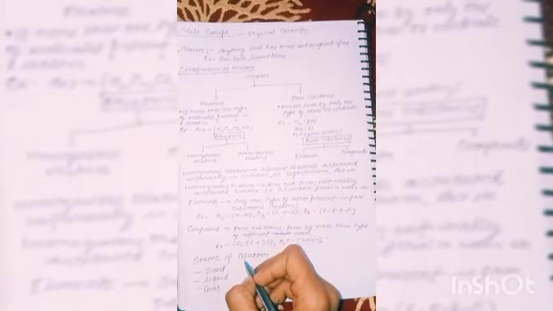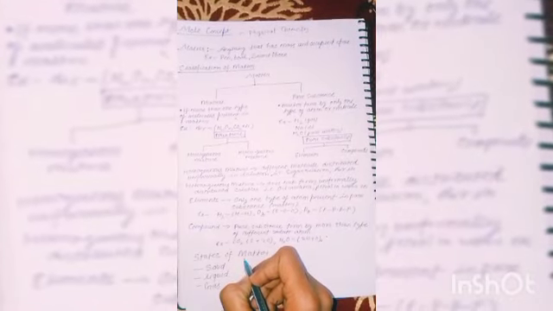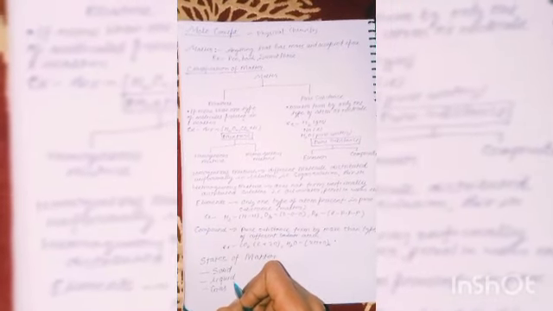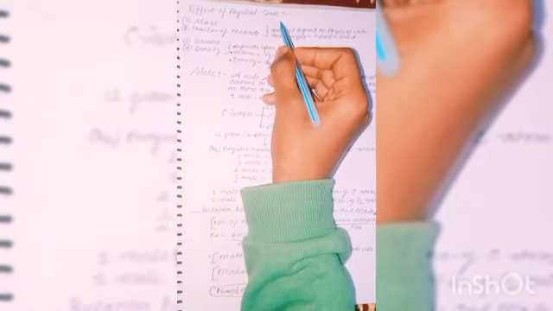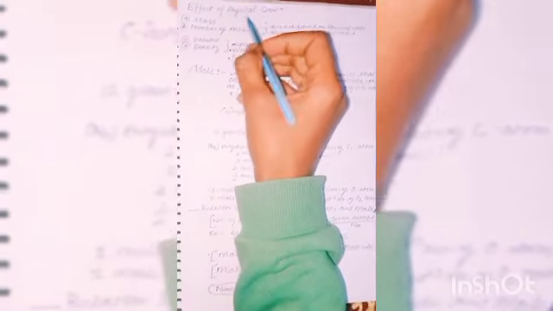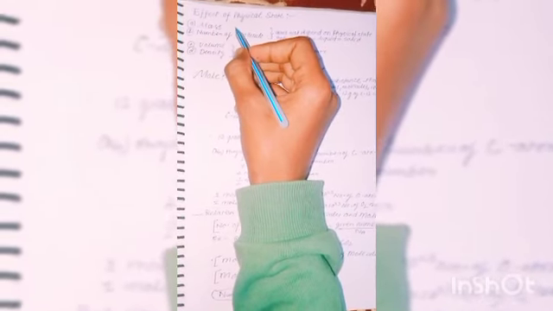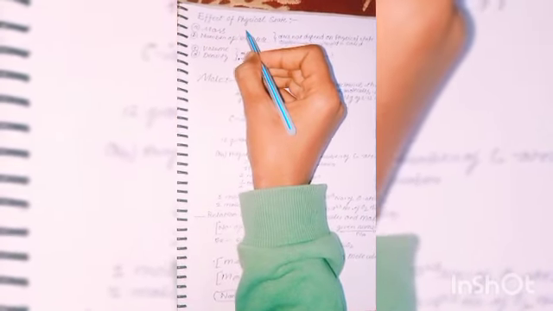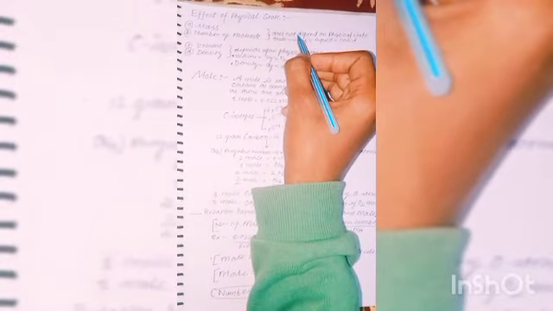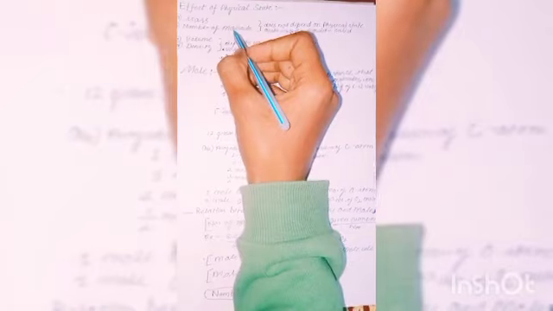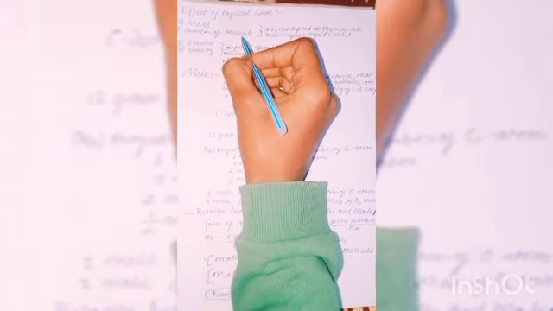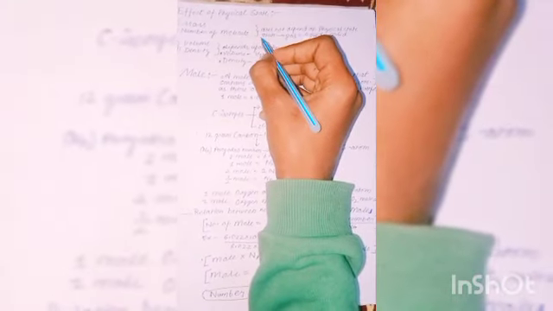What are the states of matter? There are three states of matter: solid, liquid, and gas. Now we come to the effect of physical state, and let's see mass. We all know that mass does not depend on physical state. Mass is equal in gas, liquid, solid. And when we count the number of molecules, it also does not depend on physical state. The number of molecules in gas is equal to liquid is equal to solid.